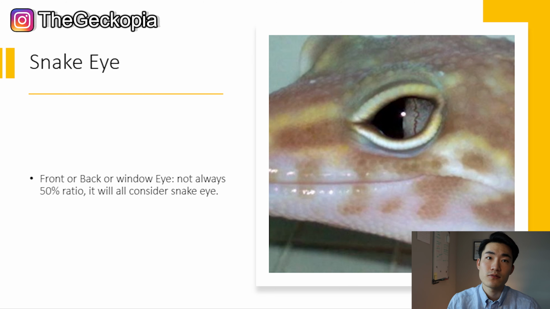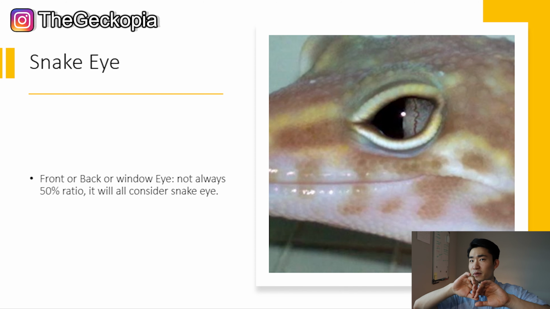So I thought this was pretty interesting to go over too, and some people call it a window eye, because I guess it's like a window type of eye where if you open the window, that's how it looks, maybe. In the picture, I have a 50-50% ratio of black and normal eyes, but it doesn't have to be 50-50%. It could be 20%, 10%, or it could be 9%.